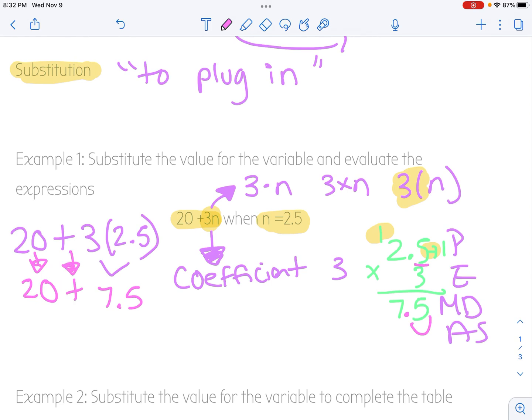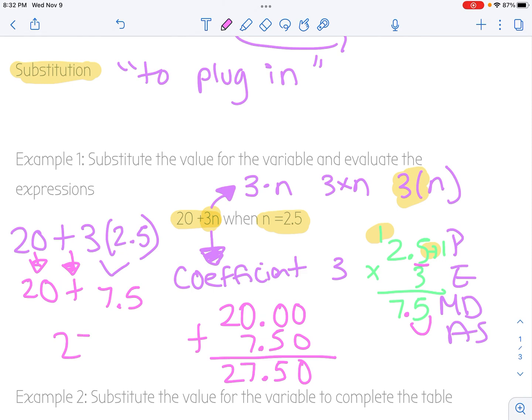Now we just have 20 plus 7.5. Again, if you don't know that off the top of your head, you can write 20 as a decimal. 20 is 20.00. Line up our decimal points when we add or subtract decimals. And we have 27.5 is our final answer. So when we plug in 2.5 for n, we would get 27.5.